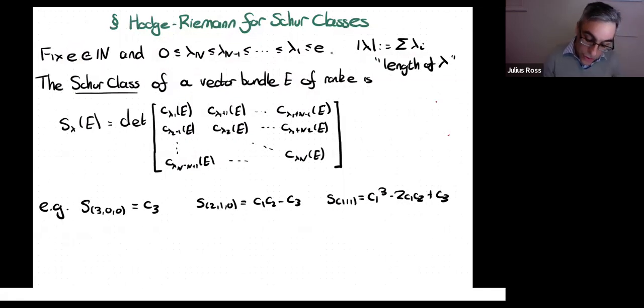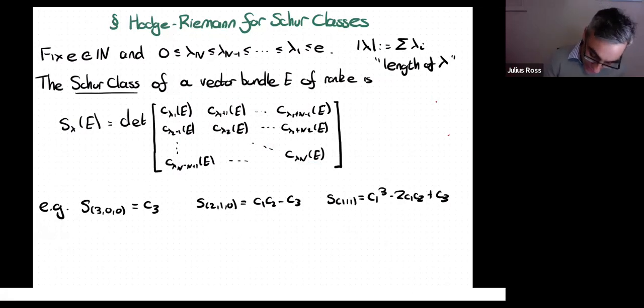And then the Schur class of E is again just some characteristic class of E that you can obtain in this way. You take a determinant and you put the Chern classes of E into the determinant in this particular way. So you put the lambda 1 Chern class, the lambda 2 Chern class, lambda n Chern class along the diagonal, and then you increase by 1 as you move along a row, and decrease by 1 as you move along a row the other way. Okay, so this is maybe not the most enlightening definition of what the Schur polynomial, Schur classes, are, but it's sort of just efficient. It's just some combination of Chern classes.